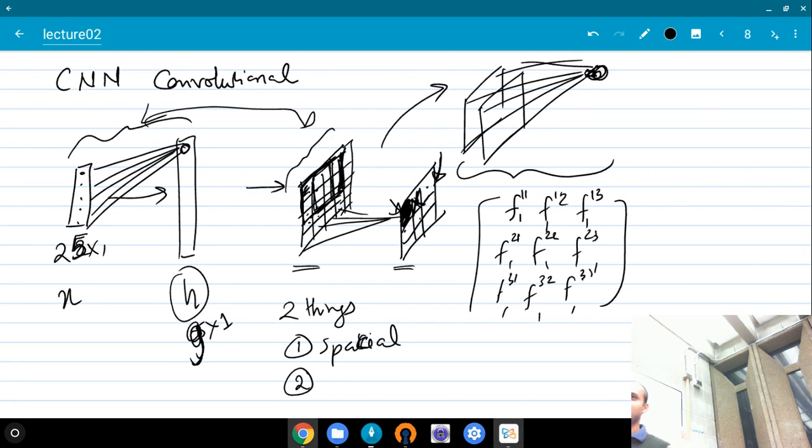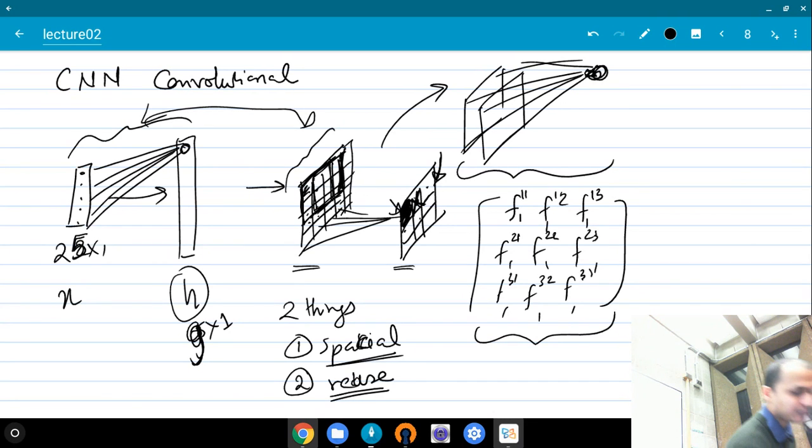So how many numbers do I have? Just 9, right? I went from a 25 dimensional input, 25 numbers, to 9 activations, and I only use 9 numbers. So there's the spatial aspect that I said, and there's also a reuse aspect. I'm using the same numbers. This set of 9 numbers is called a filter. Just a special name.